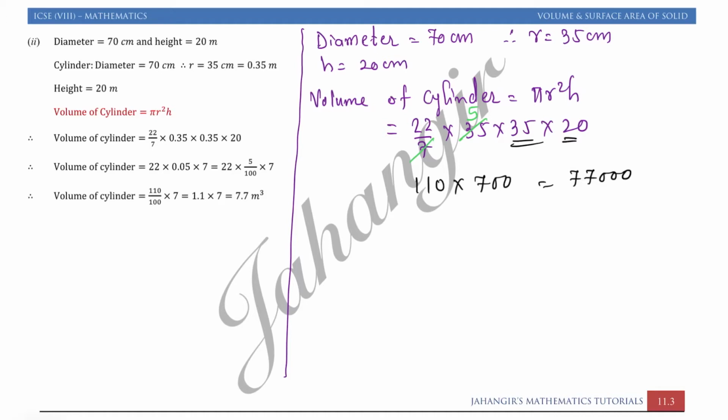Height is 20 meter. Oh, I made an error. So wait, let me convert. 20 meter I can convert into centimeter. That is 2000 centimeter. So here two zeros will increase. That is centimeter cube.